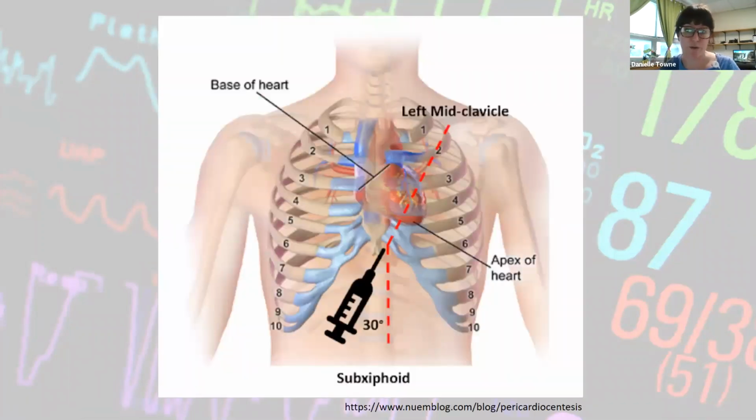Well, there's two things that we need to treat, right? The first that we have to do is relieve the pressure on the heart by draining whatever is in that pericardium, blood, fluid. That's the priority intervention, and it can be done with the pericardiocentesis.